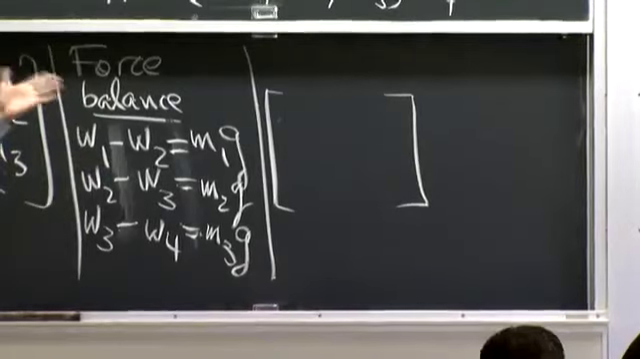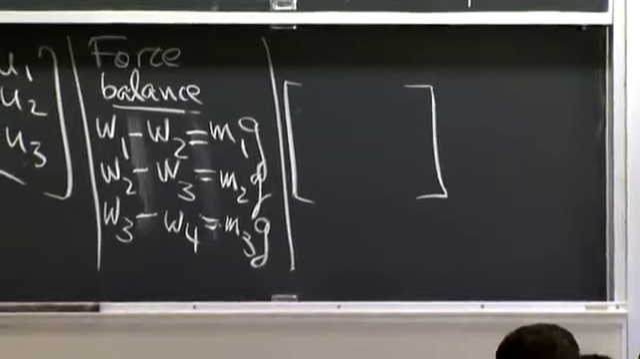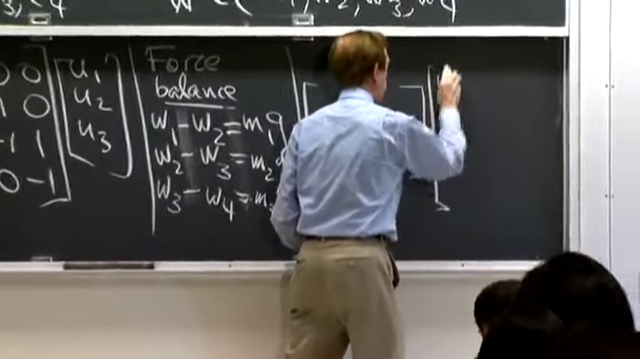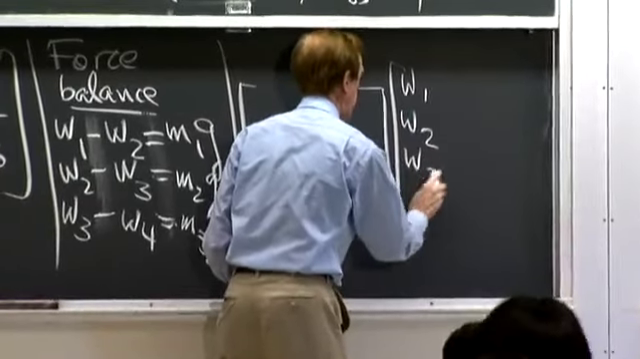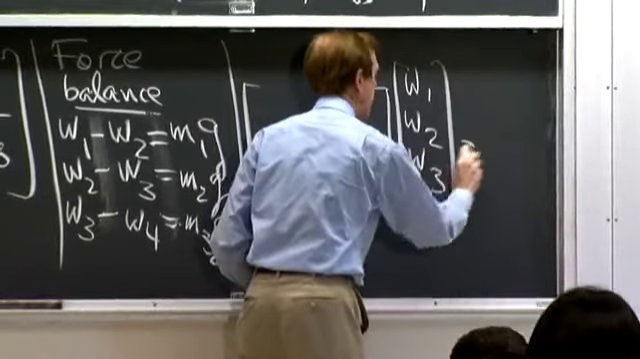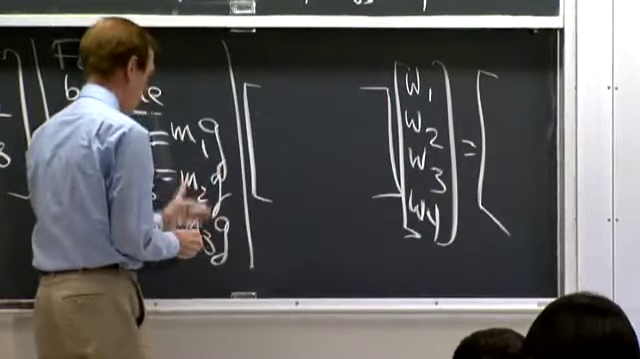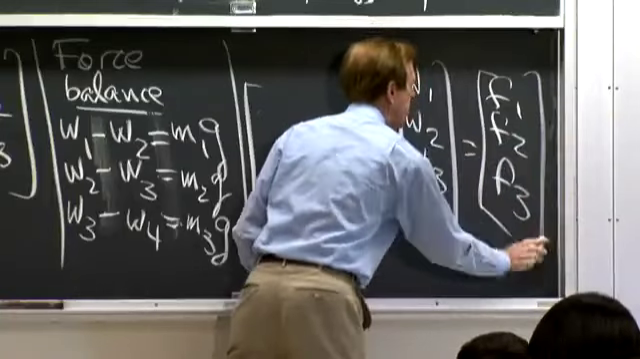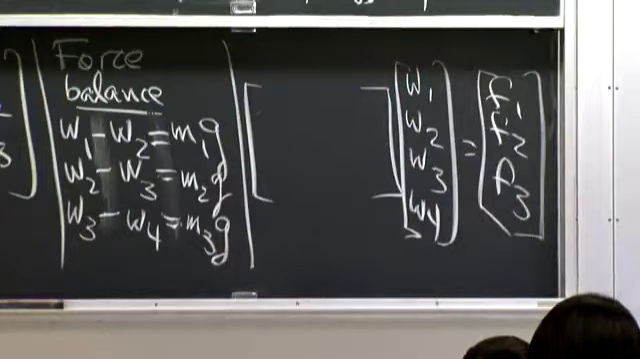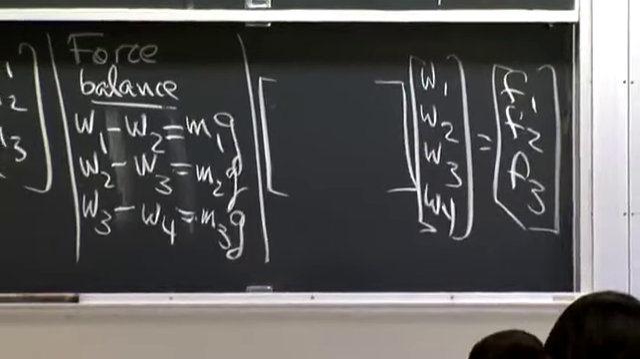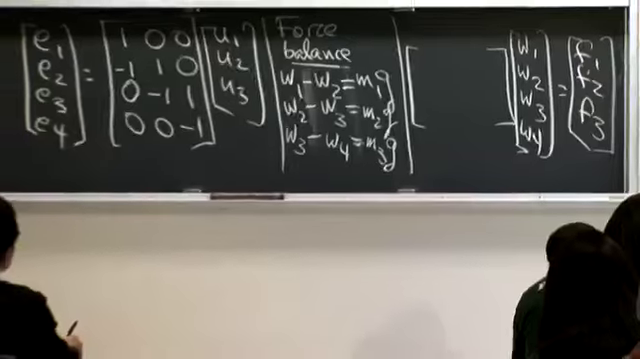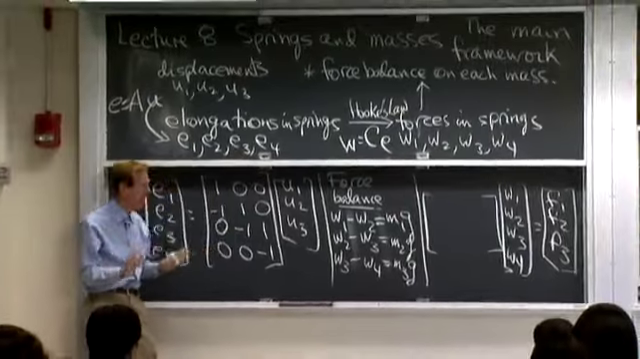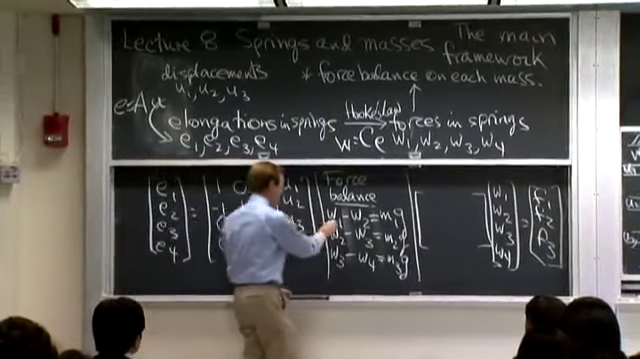I've got three equations, so I need 3 rows in the matrix. I've got 4 W's, so I need 4 columns. So it's going to multiply W1, W2, W3, W4 to give these 3 masses. Can I call them F1, F2, F3, just to have a good letter? All right. We're almost there. What's the matrix? What's the matrix for this final step, the force balance equation? Okay, I just read it off.